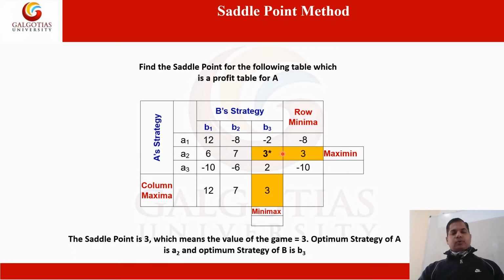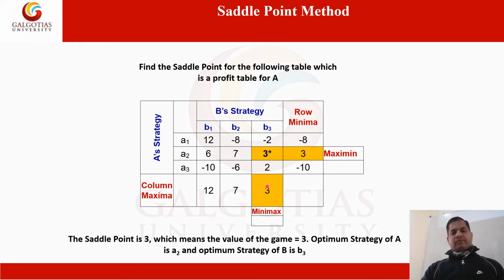So what we have to do, as the method says, is find the minimum of each row. In 12, minus 8 and minus 2, the minimum comes out to be minus 8. In 6, 7, 3, the minimum comes out to be 3. In 10, minus 10, 6 and 2, the minimum comes out to be minus 10. We have to find the maximum of each column, that means 12, 7 and 3. Out of the minimums, we have to find the maximum, that is the maximin value.